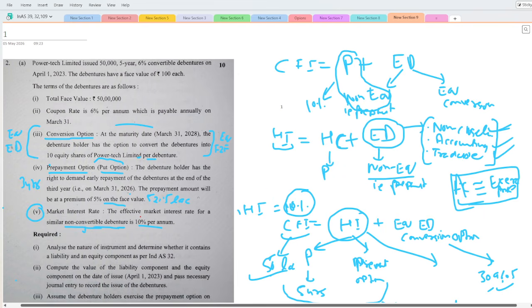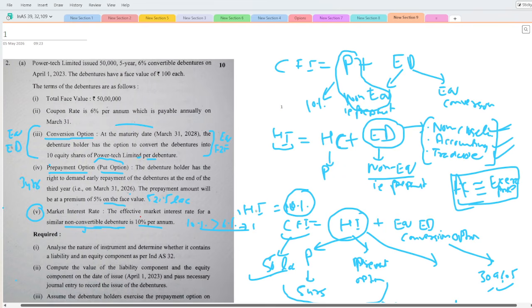The second thing, now in this one, the 10%. The institute should have given how probable it is that this put option will be exercised or not. From this we can interpret that it is highly probable that this put option will be exercisable. Why? Because here the EIR is 10% and your coupon is 6%. 10% is more than 6%, so this prepayment option is in the money, so it will be exercisable.